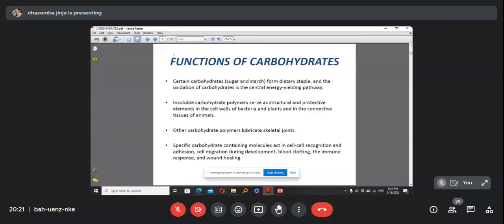So now, so far, are there any questions just on the introduction and the functions of the carbohydrates before we start moving and start looking at each carbohydrate from the monosaccharides, disaccharides, oligosaccharides, and the polysaccharides? Are there any questions before we proceed? Okay. I will take the silence as there are no questions, and we can proceed to the next part.